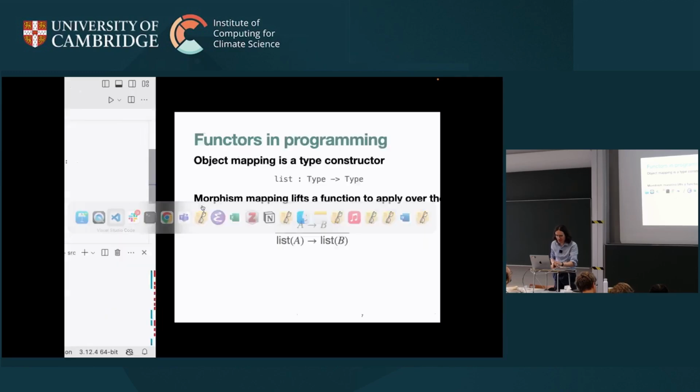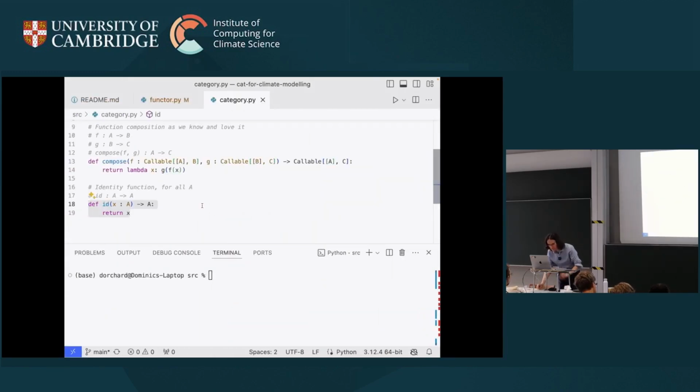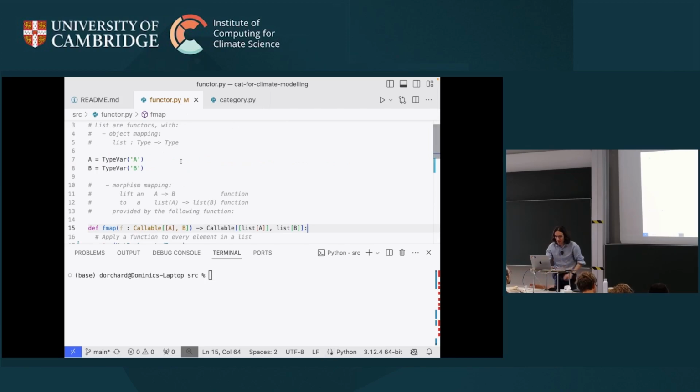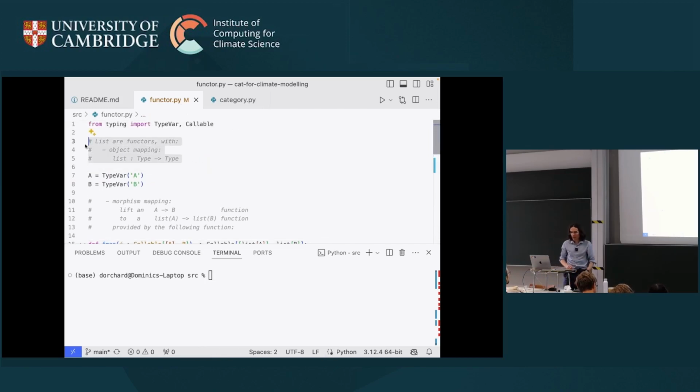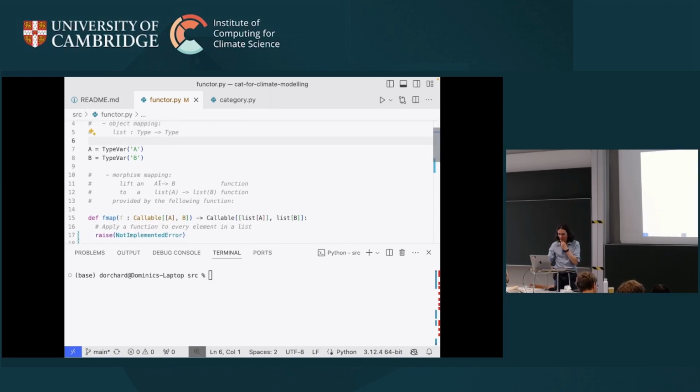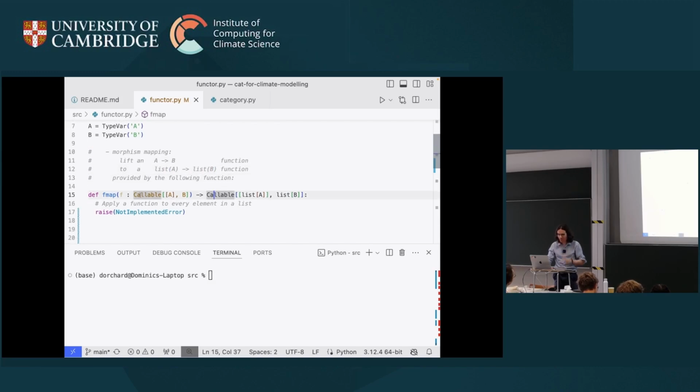So let's write this all out into code. And here I've got to do some typing. So lists are functors. We have this object mapping, and that's already provided for us by the fact that list has been defined as a parametric data structure in Python. So now we want this morphism mapping that lifts an A to B function into a list A to list B function. I'm going to call it fmap, like functor map. We want to take an A to B function, and get a list A to list B function back. And indeed, it is not implemented yet. I'm just going to not implement it for the moment.